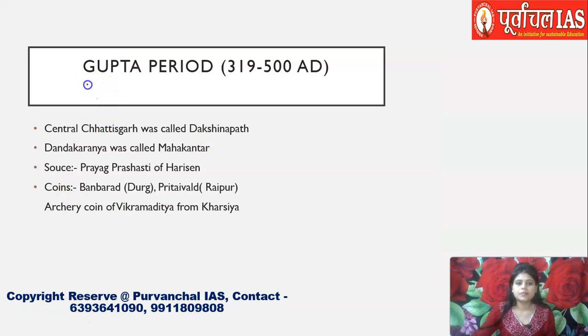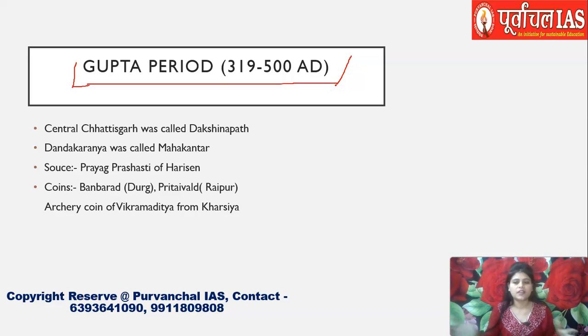Then came the Gupta period. I think you know that the Gupta period has been the golden period in terms of art and architecture in India, because after the Mauryan Empire, it was the Gupta Empire which brought political unification again in India, and a larger region came under the Guptas, and hence Chhattisgarh also has evidences of this period. Central Chhattisgarh at that time was known as Dakshin Path. Okay, during the Gupta period, it was known as Dakshin Path.